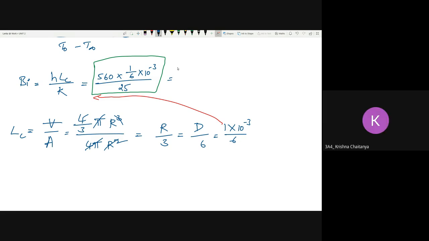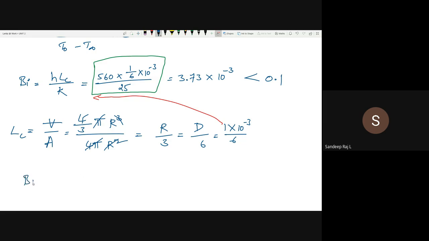Sir, is it 3.73 into 10 power of minus 3? Yes, 3.73 into 10 to the power of minus 3. And this value is less than 0.1.